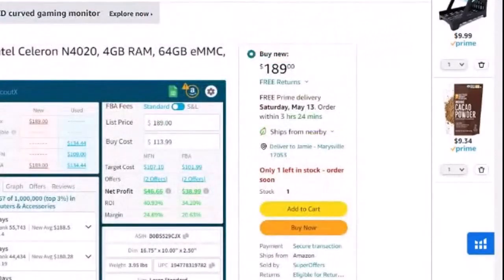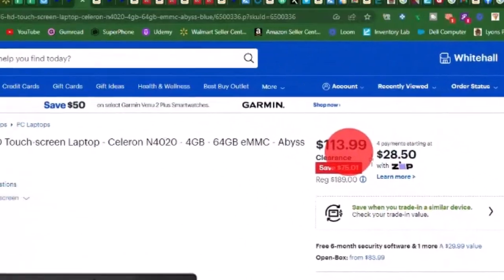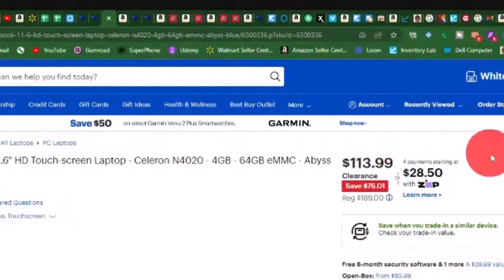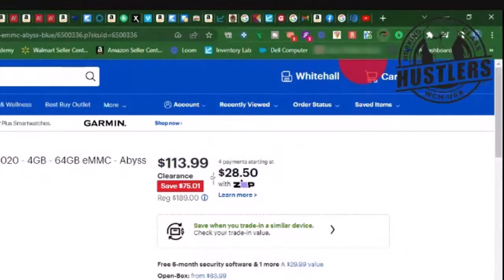Now look at, here's something I want you to look at. You're getting ready to buy this, for instance, on clearance for $113.99. Well, that ain't good enough. Maybe we could save some more money. So what I'm going to do is click on Rev ROI, okay? And I'm going to see, can I get any cash back? Because I'm already buying the product. You might as well get any cash back if you can get it, okay?